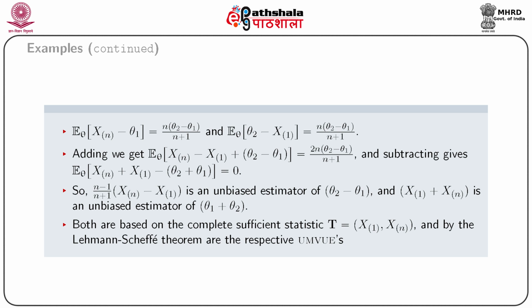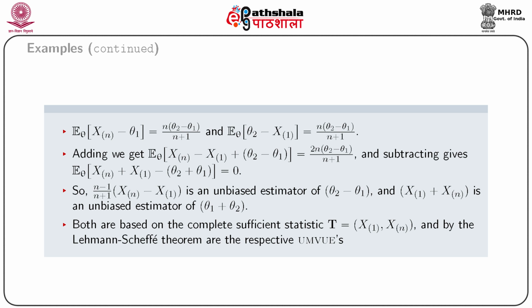The PDF of X ordered 1 is given by f of x ordered 1 is equal to n by (theta 2 minus theta 1) whole to the power n into (theta 2 minus x ordered 1) whole to the power n minus 1, where theta 1 is less than x ordered 1 less than theta 2. Now, expectation of theta 2 minus X ordered 1 is equal to n by (n plus 1) into (theta 2 minus theta 1). We write this as equation 2.